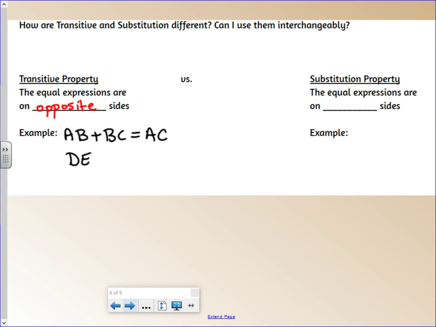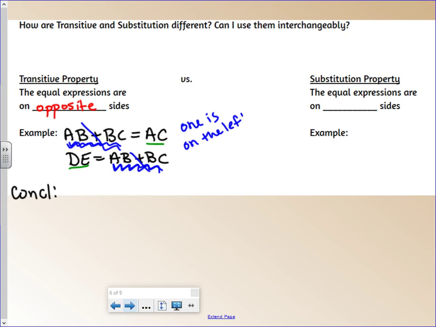I know that AC and DE are going to be equal because both of them are equal to the same thing. They're both equal to AB plus BC. These are the equal expressions because they're the same expression. But if you look, they're on opposite sides. One is on the left side of the equal sign, and the other one is on the right. Since they're on opposite sides of the equal sign, that's going to make it transitive property.